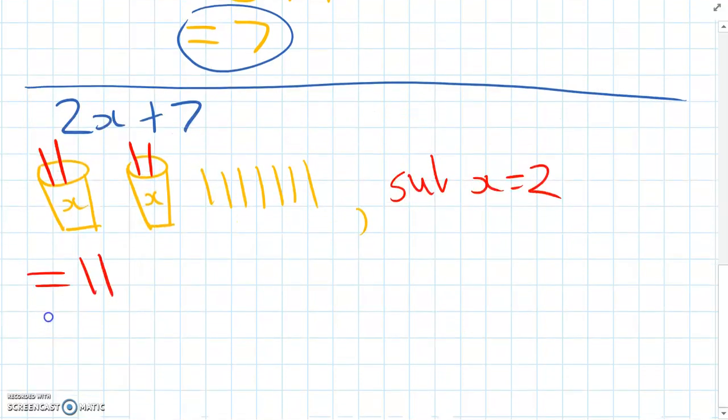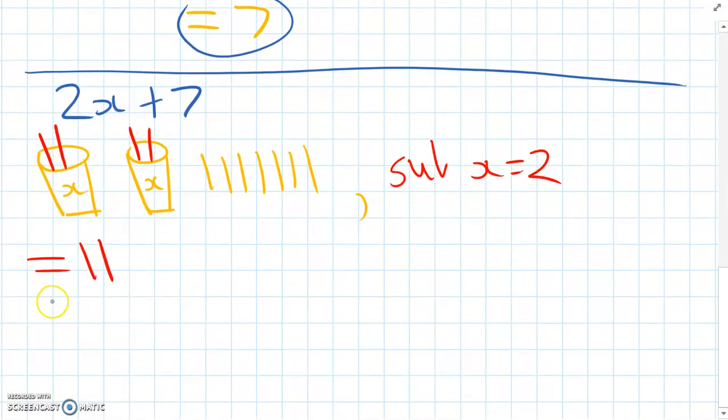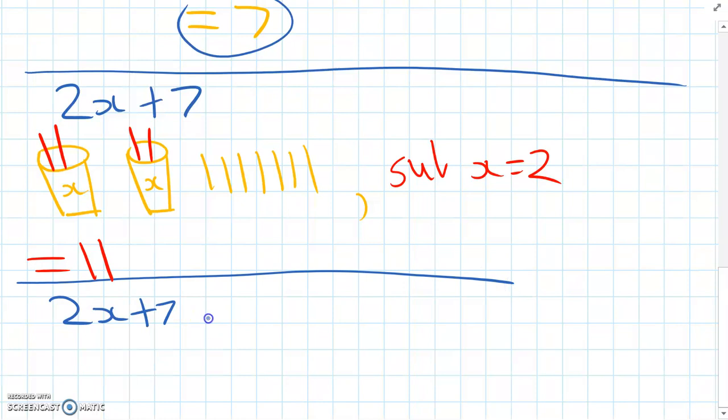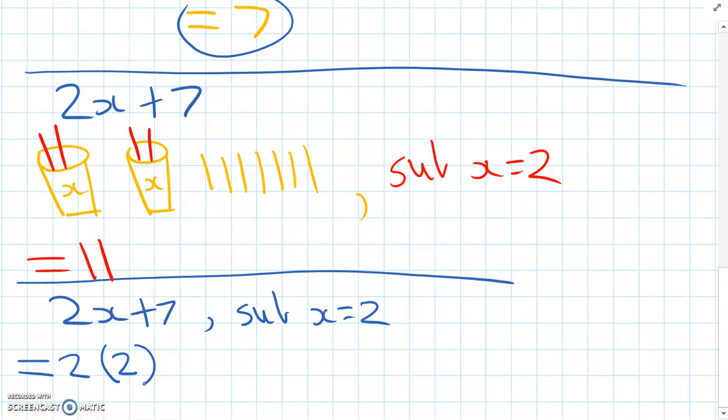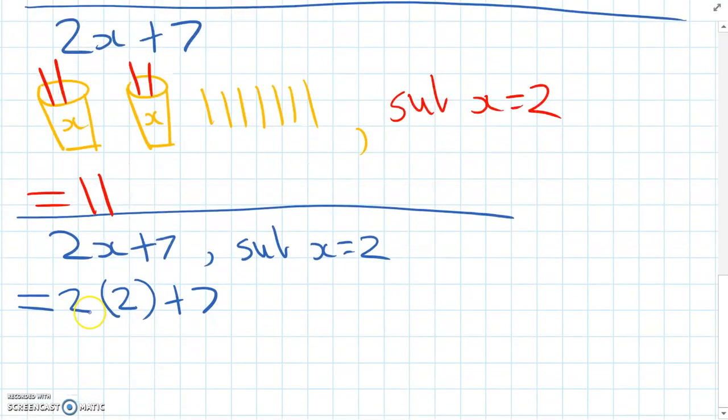And if we do the number sentence version of that, we've got 2x plus 7, and we're substituting x equals 2. So the x gets replaced with the 2. So we have 2 times 2, and it's good to use brackets here when we're substituting, plus our 7. And 2 times 2 is 4, plus our 7, which equals 11. So again, we can see the cups and the straws are really helpful for visualizing substitution.